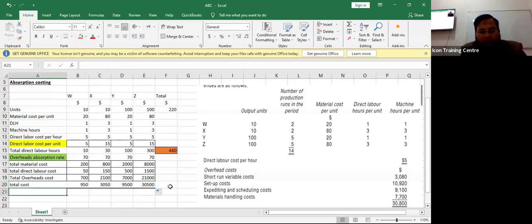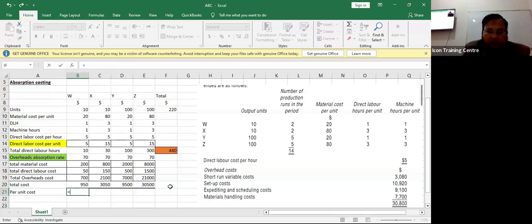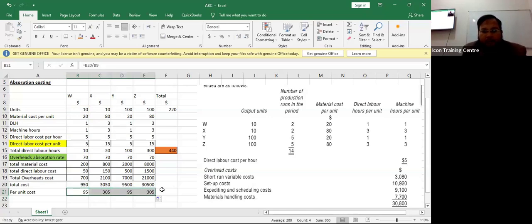And if we find per unit cost, how do we find it? Divide this total by number of units. So that is how we will calculate it. $95 per unit cost for W, 305 per unit cost for X, 95 per unit cost for Y, and 305 per unit cost for Z.